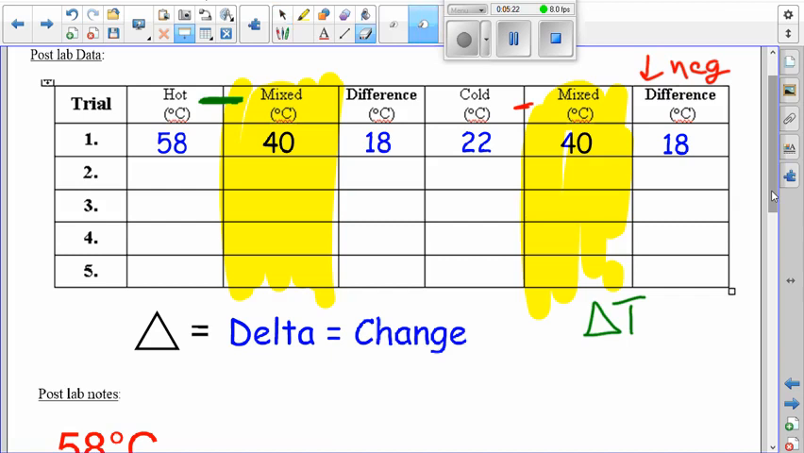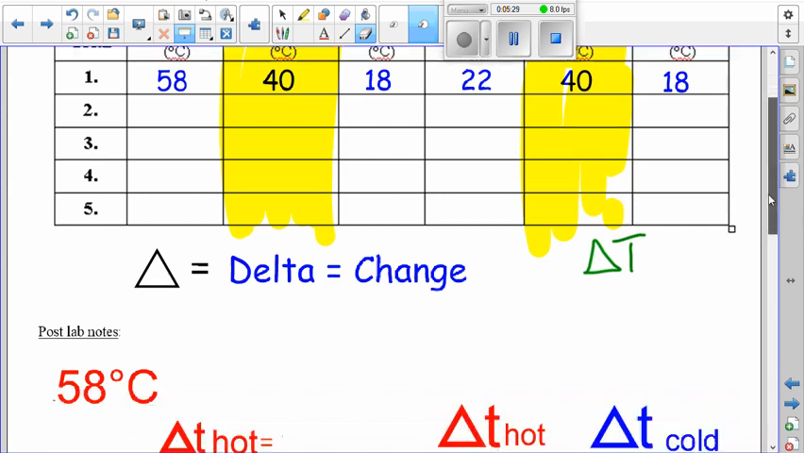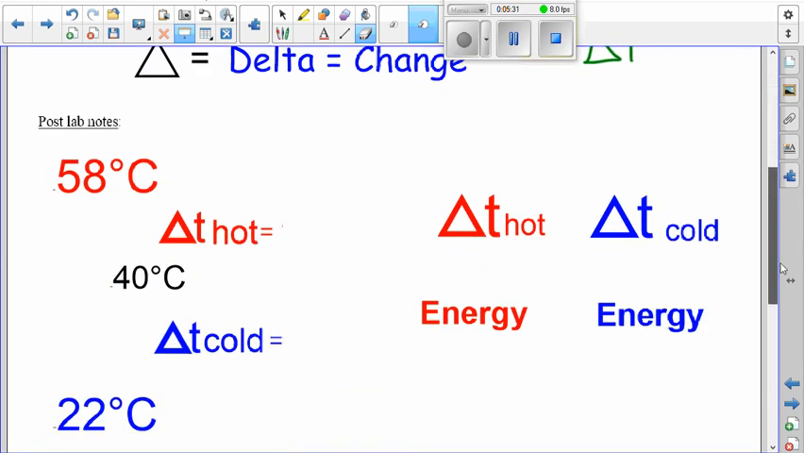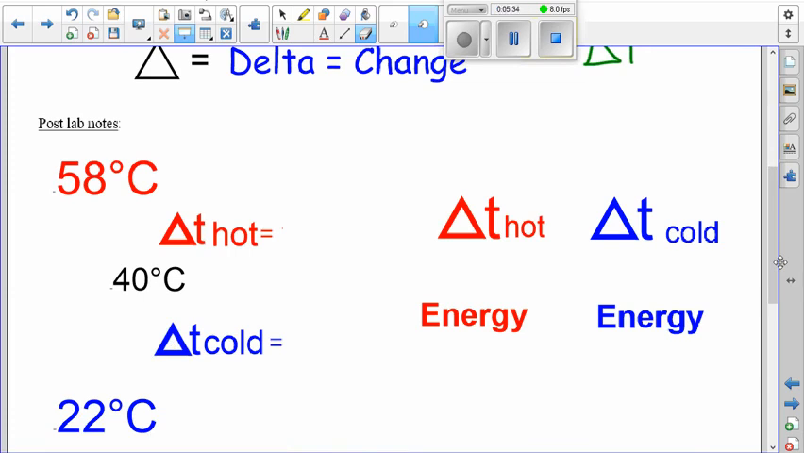Now the next thing I'm going to show you has a couple of numbers. Please don't write down the numbers. I'll tell you the thing you want to write down towards the end, okay? So in my lab, again, please don't write down these numbers. My hot was 58 degrees Celsius, and it went down to 40 degrees. So that's the delta T of the hot, the change in temperature of the hot. My hot changed 18 degrees. My cold was down low at 22, and it went up to 40. That delta T, that change in temperature, was also 18 degrees.